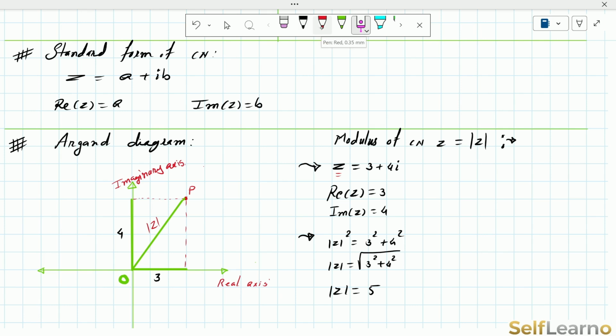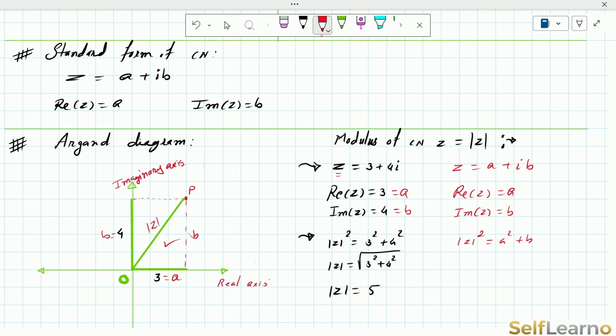And if I use symbols, then what will happen? z is equal to a plus ib. So the real part of z is a and imaginary part of z is b. That means this 3 is a and 4 is b. So if I apply Pythagoras theorem over here in this right angle triangle, I get modulus z square is equal to a square plus b square. Let us take square root on both sides.